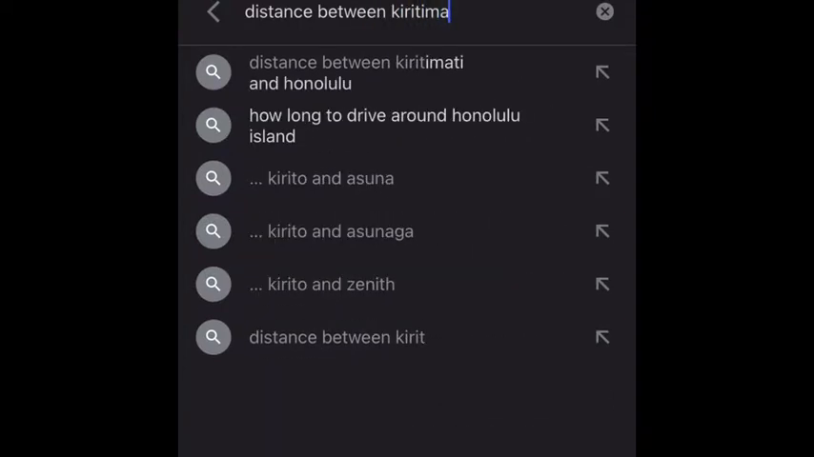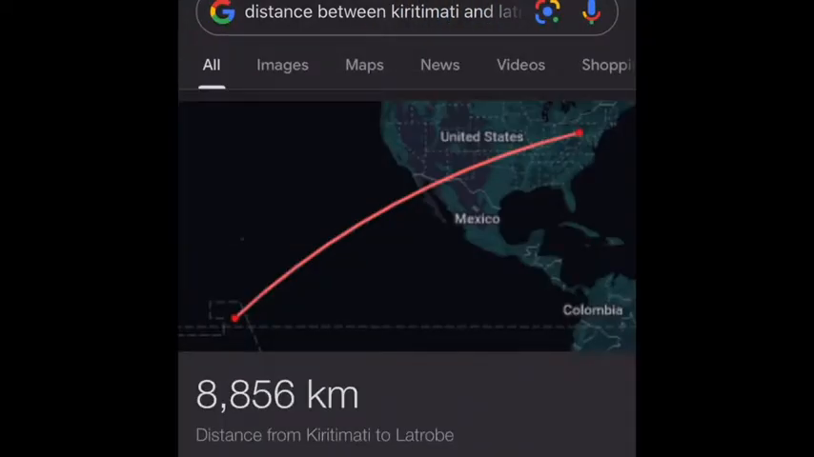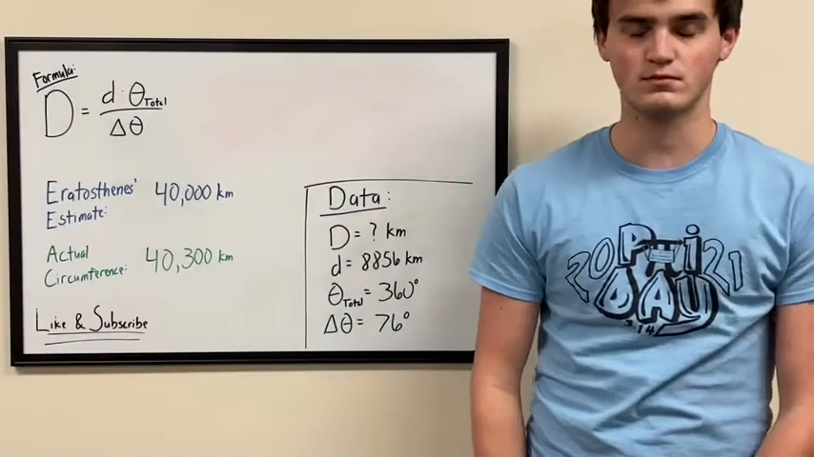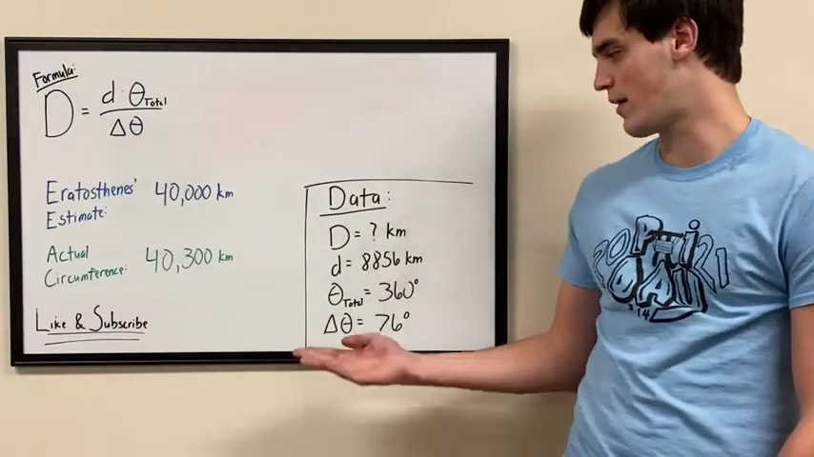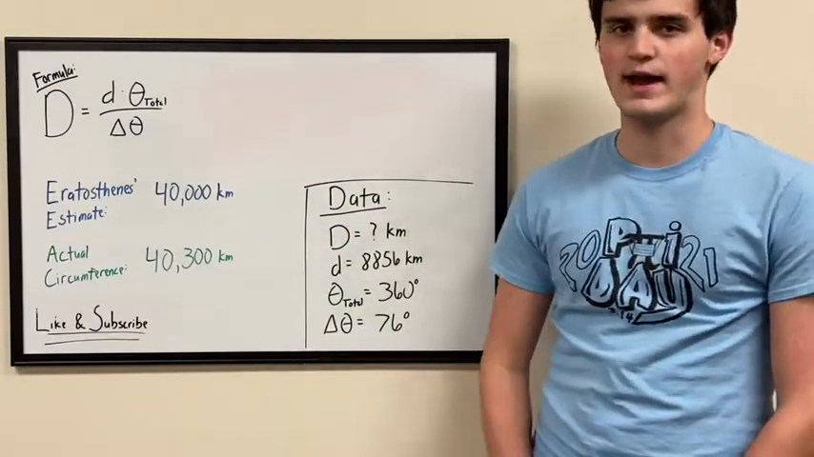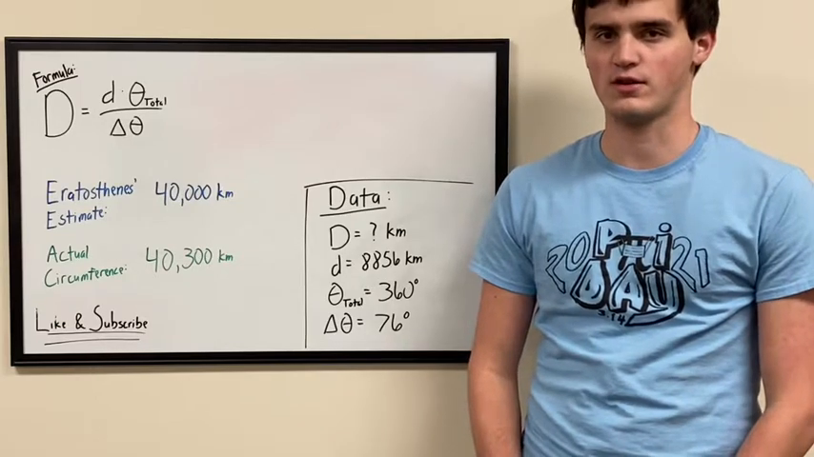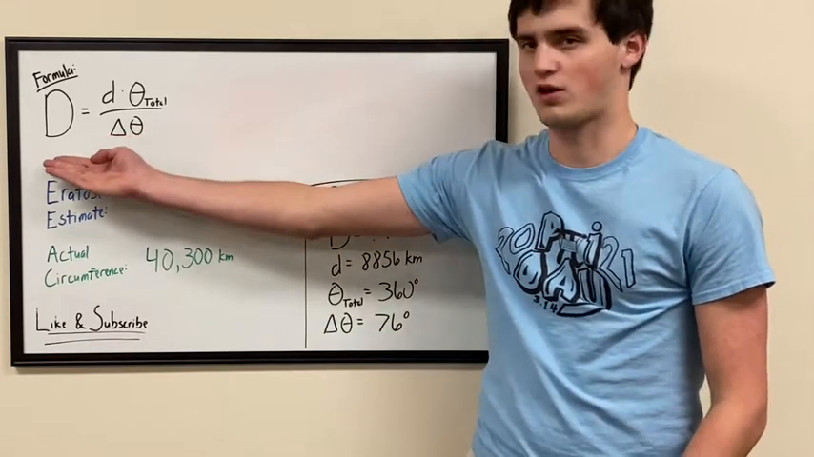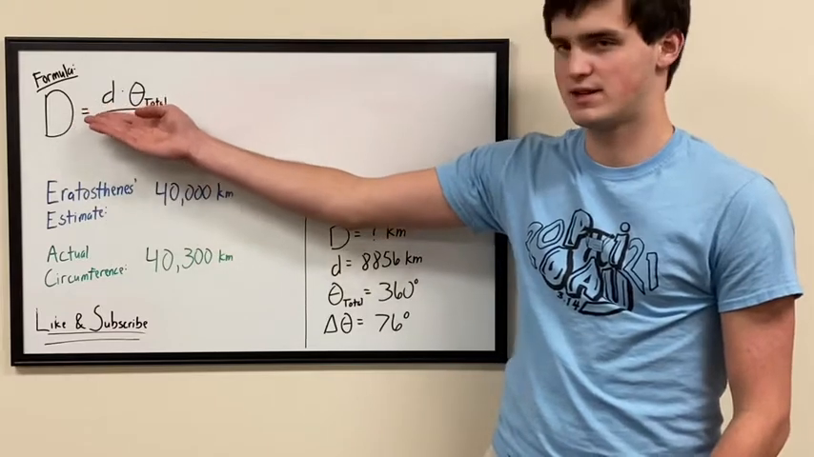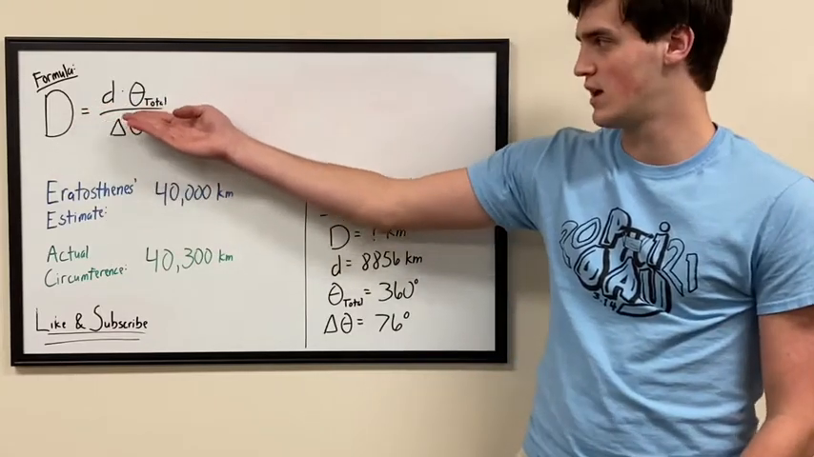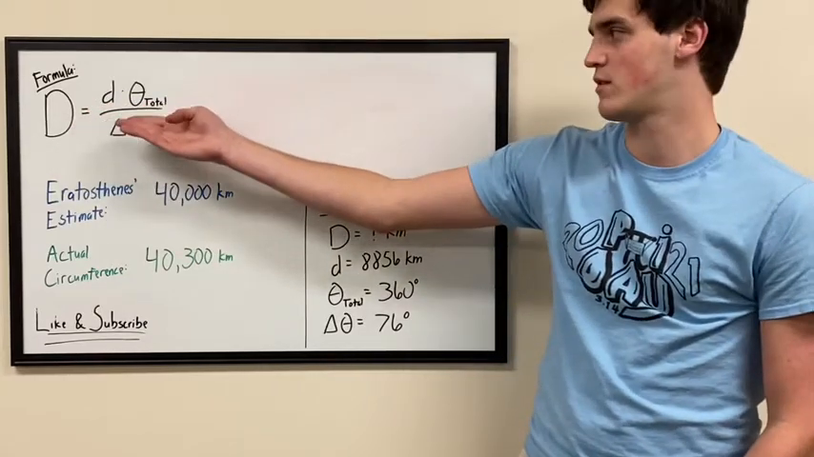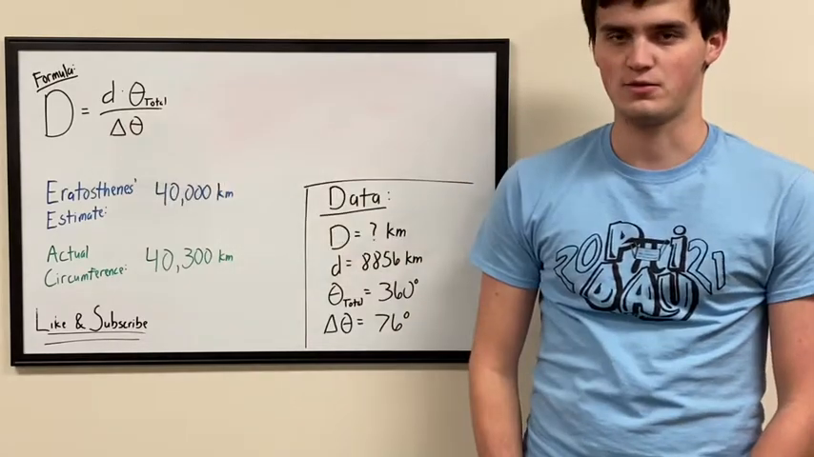Now we can simply just look up the distance between Kiritimati and Latrobe. This turns out to be 8,856 kilometers. So, now that I have gathered my data, I can use the formula that we created earlier, which states that the circumference of the Earth equals the distance between our two cities times the total degrees in the Earth over the angle of our shadow.